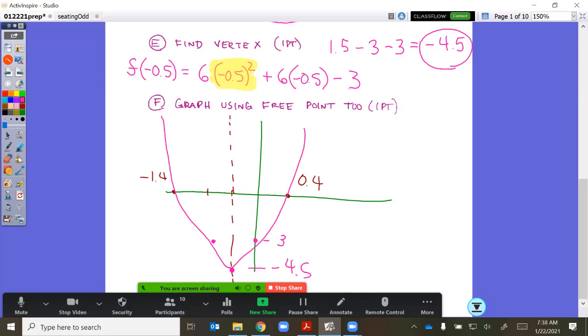So what happens when you don't have graph paper? Things get ugly. Okay? Everybody feel okay about this? Any questions? Moving on? All right.